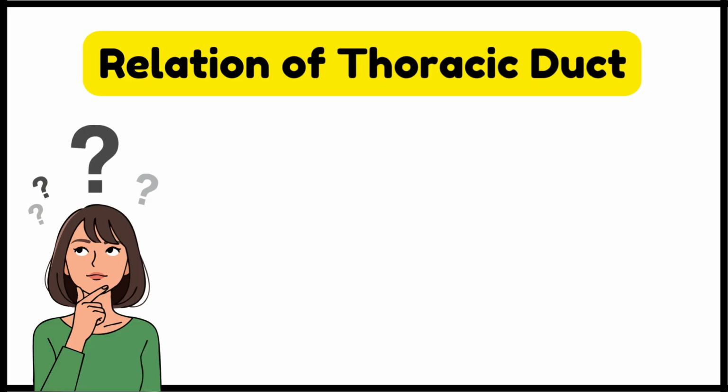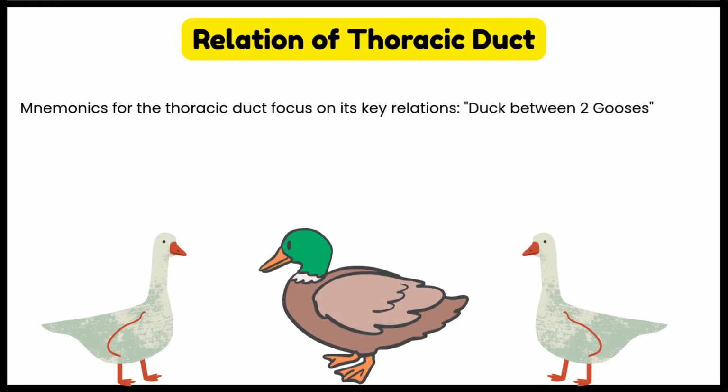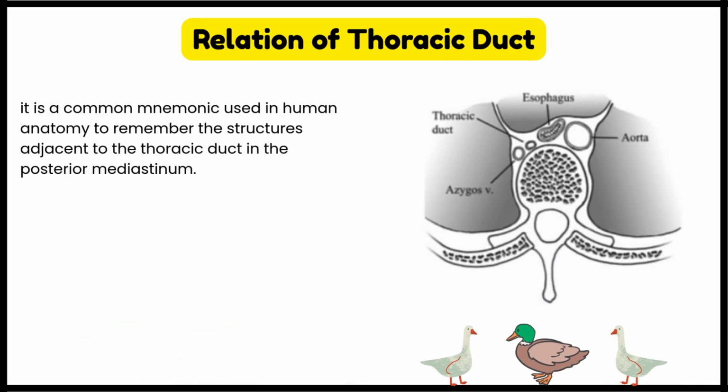There are some important anatomical relations of the thoracic duct. Mnemonics for the thoracic duct focus on its key relations. Duct between two gooses. Duct between azygos and esophagus. It is a common mnemonic used in human anatomy to remember the structures adjacent to the thoracic duct in the posterior mediastinum. The mnemonic uses the following associations.